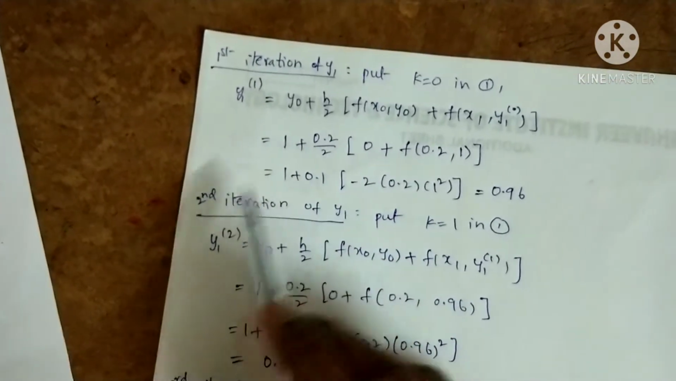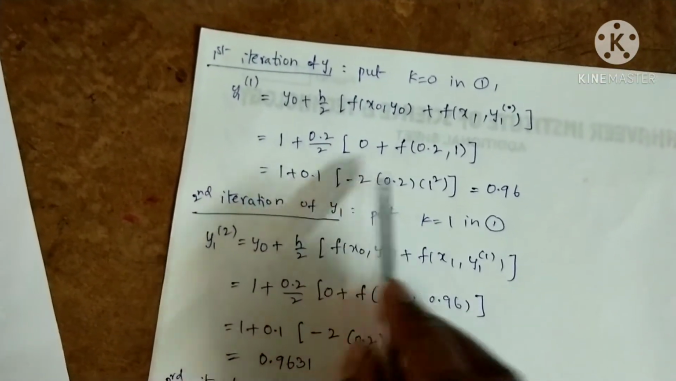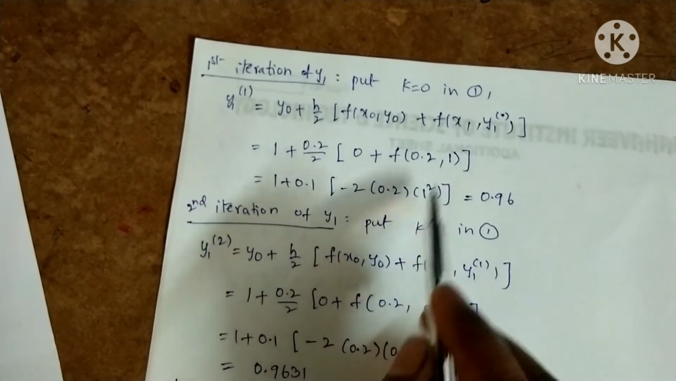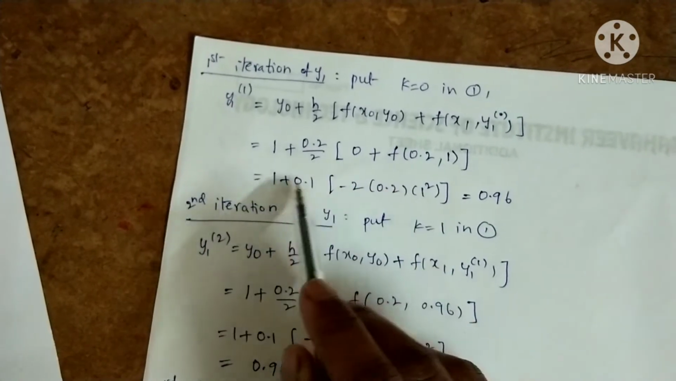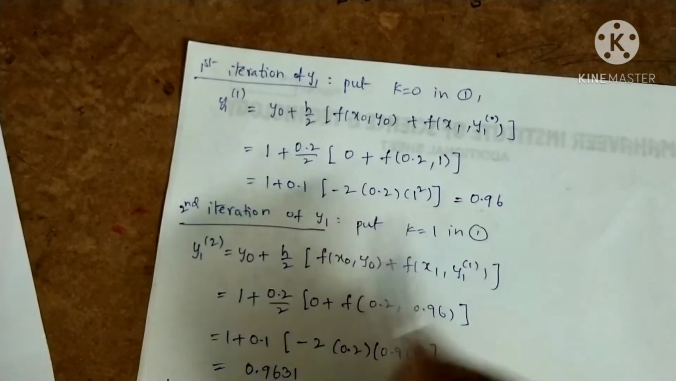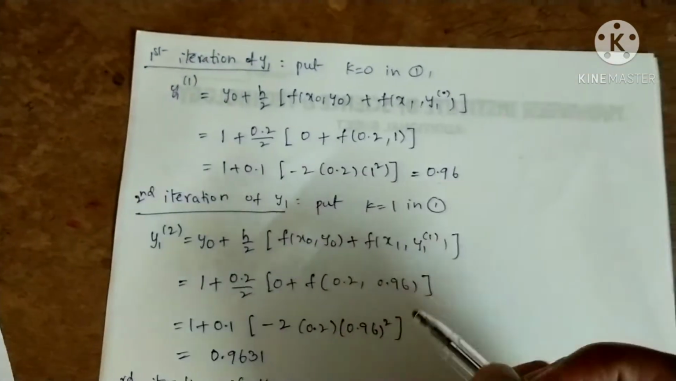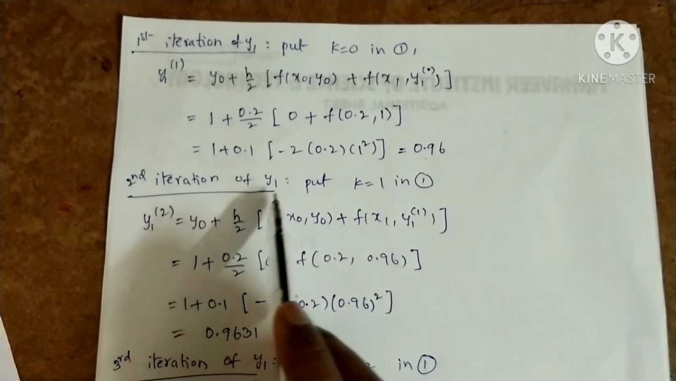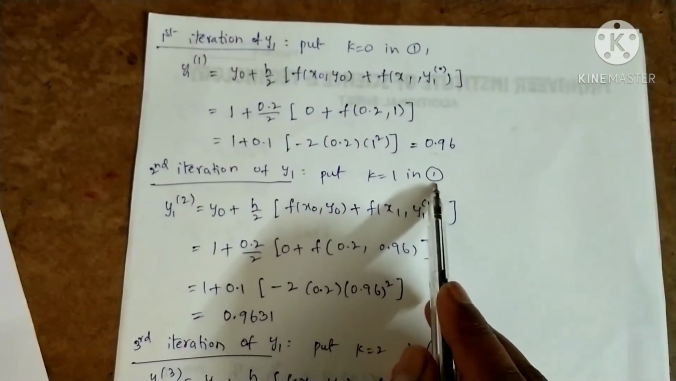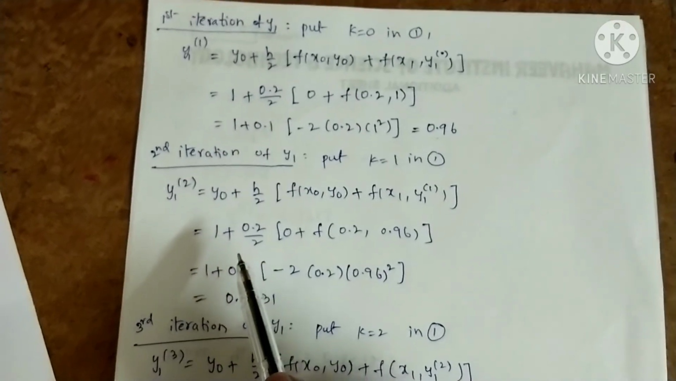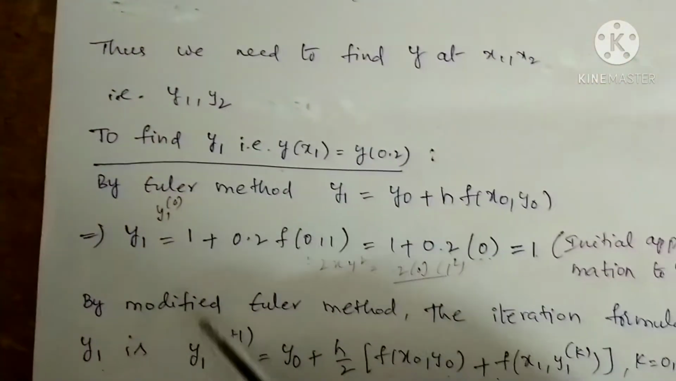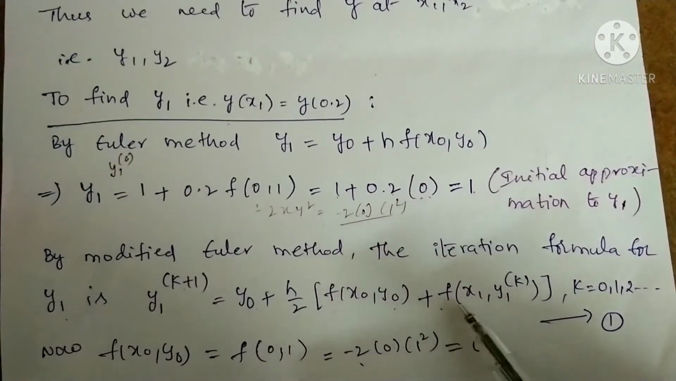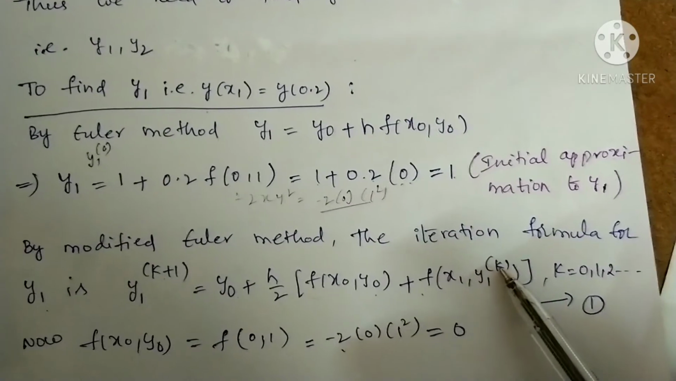So this is going to be 1 plus 0.1 into, let us use the f of x comma y function, that is minus 2x y square. So by using a calculator we can get this value as 0.96. We got the first iteration. So using this first iteration, let us get the second iteration, for which we will put k equal to 1 in the iteration formula 1, so that y1^(2) equals y0 plus h by 2 into f of x0, y0 plus f of x1, y1^(1).